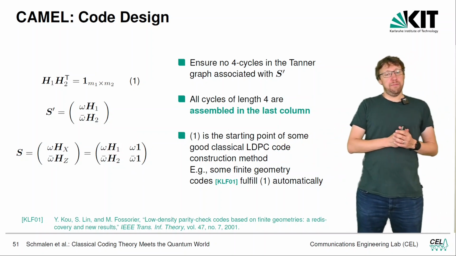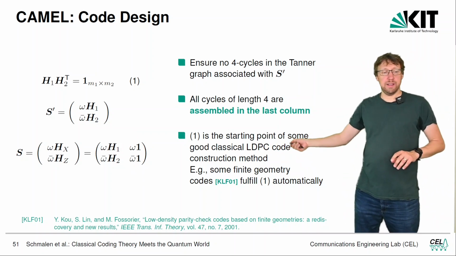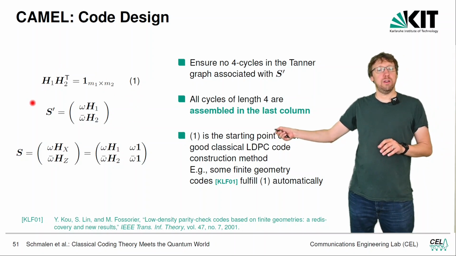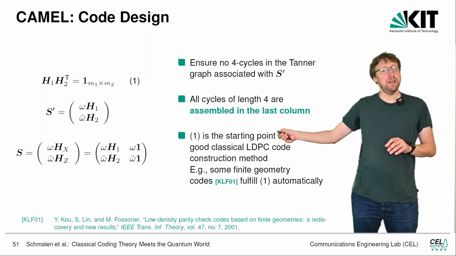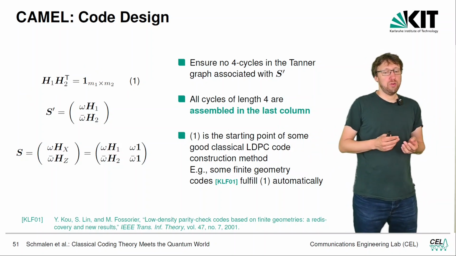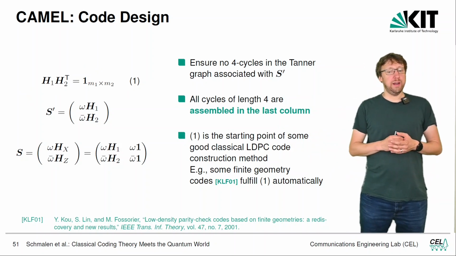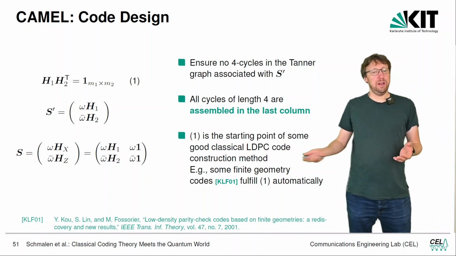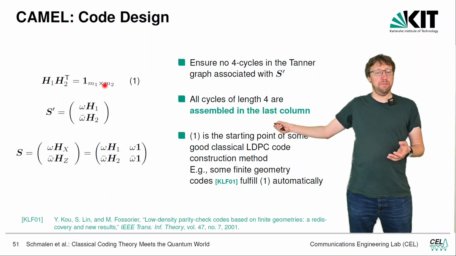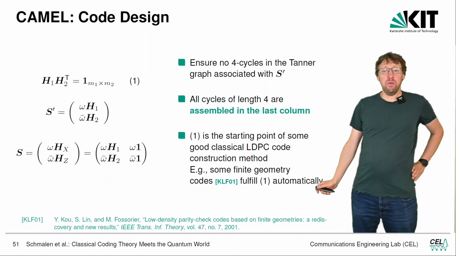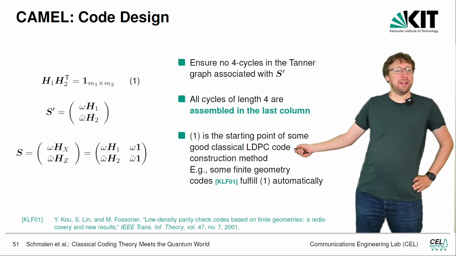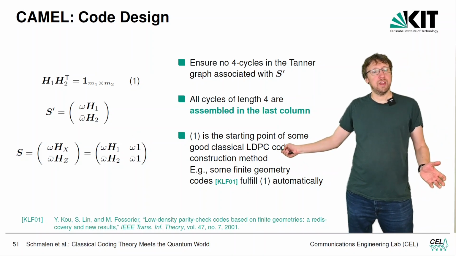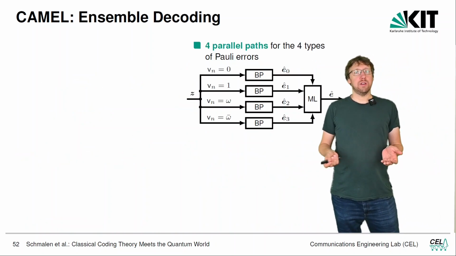So the nice thing about this is that this constraint has been studied quite a lot in classical coding theory, so we can use existing approaches like finite geometry codes to construct very good codes that fulfill this condition number 1. So how do we deal with the cycles of length 4 that are assembled in this last column? Therefore, we use ensemble decoding.